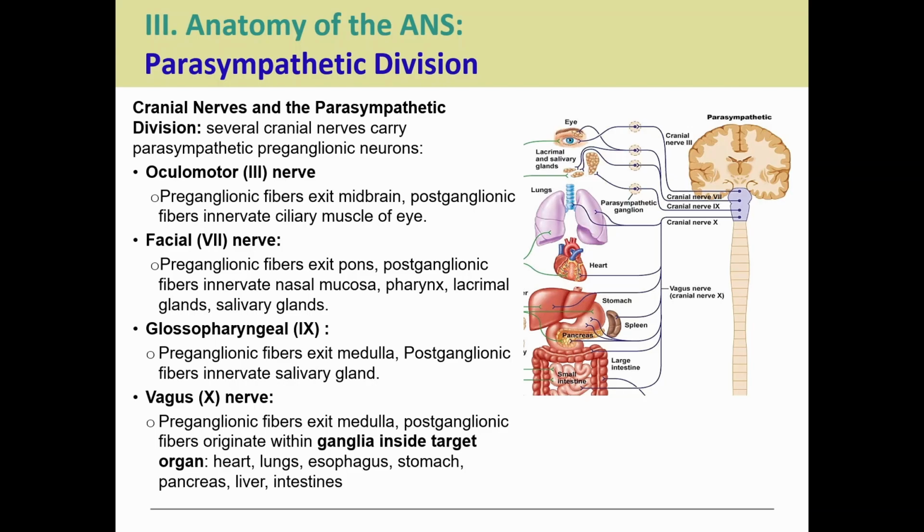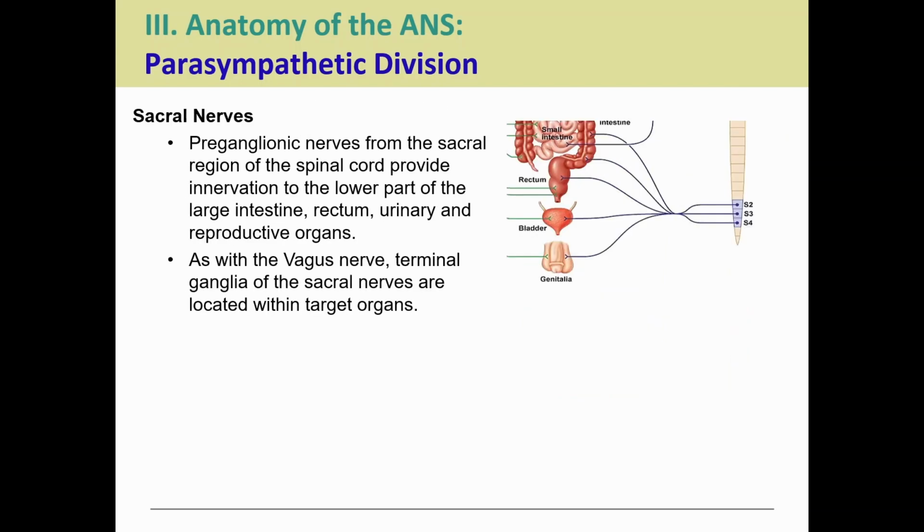And then if you go much farther down, so the bladder and everything, we have the ones down in the sacral region to help with that. So the sacral nerves will handle things at the very end, like the end of the colon or the large intestine, the rectum, urinary and reproductive organs. And so that will be a sacral nerve.